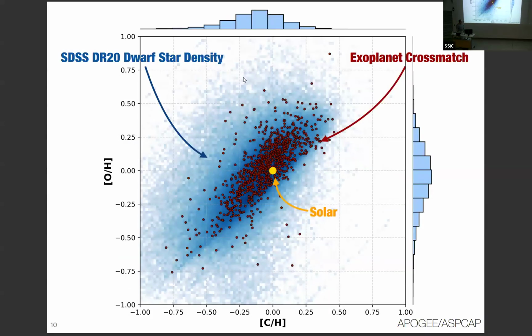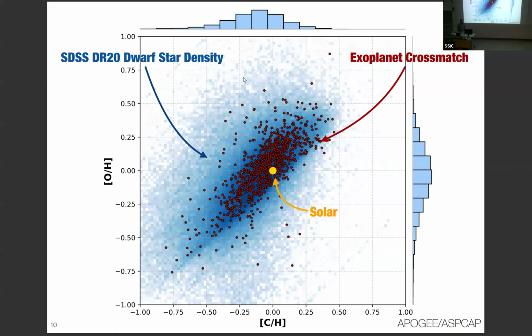So moving on, if you were to look at the APOGEE ASPCAP abundances for dwarf stars in the SDSS DR20 sample, which is proprietary currently but will be released in the next year. In the background, I have plotted a density plot of these abundances, with your carbon abundance on the x-axis and your oxygen abundance on the y-axis.